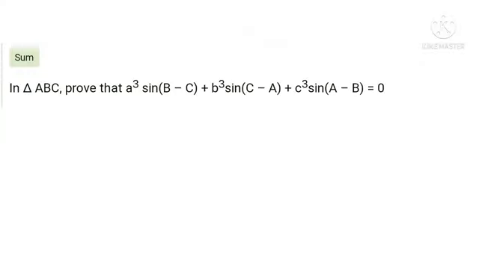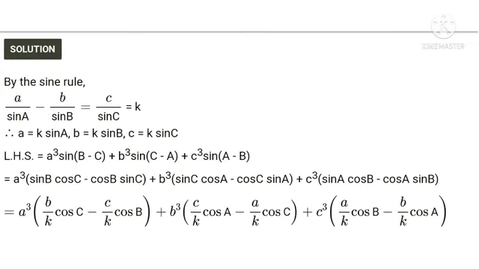Next question number 6. In triangle ABC, prove that a cube into sin(b minus c) plus b cube into sin(c minus a) plus c cube into sin(a minus b) is equal to 0. See students, we know the sine rule. What is the sine rule? a upon sin A is equal to b upon sin B is equal to c upon sin C is equal to k. Okay, so you write a is equal to k sin A, b is equal to k sin B, and c is equal to k sin C.